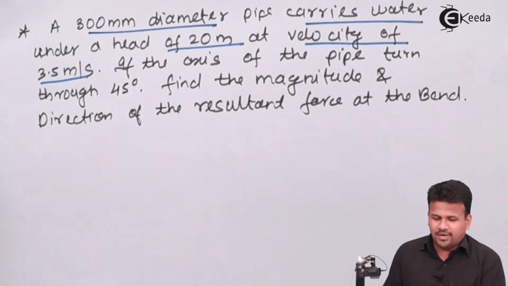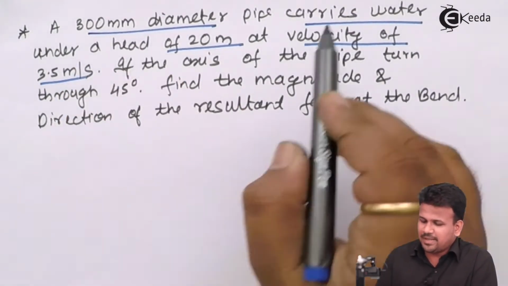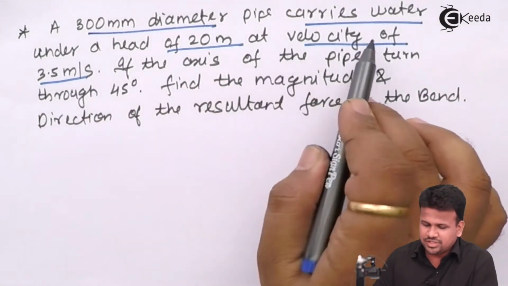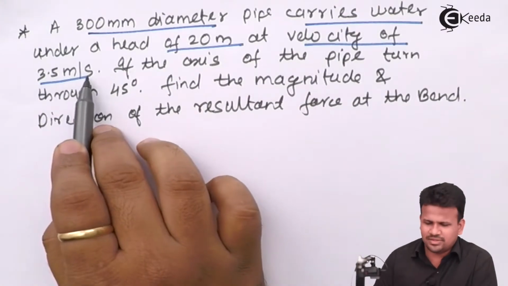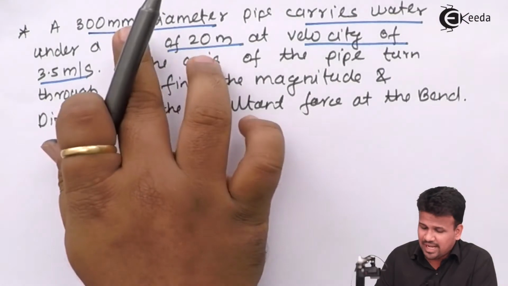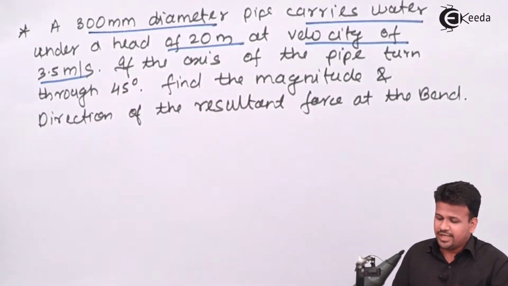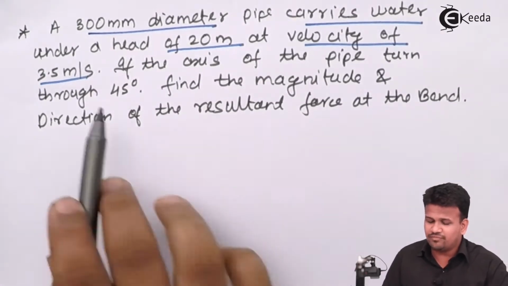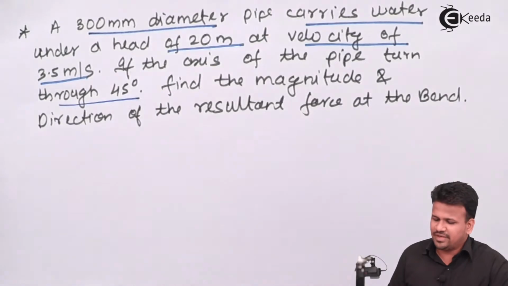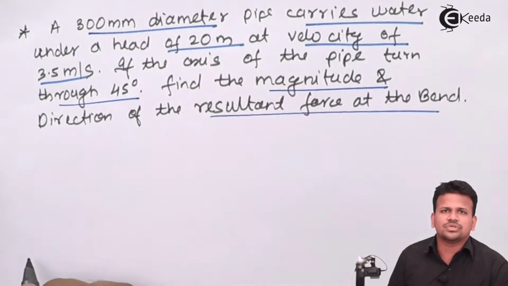So, what is given to us? A 300 mm diameter pipe carries water under a head of 20 meters and a velocity of 3.5 meters per second. So all these things are given to you: the diameter, the pressure head, as well as the velocity. If the axis of the pipe is turned through an angle of 45 degrees, so theta is given to you as 45 degrees, we have to calculate the magnitude and direction of the resultant force on the bend.